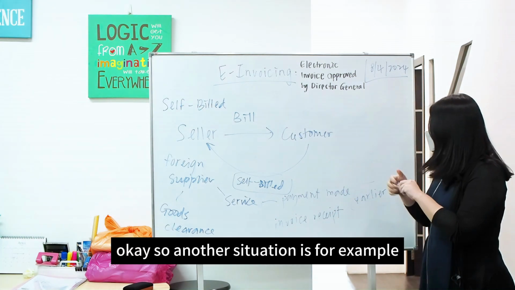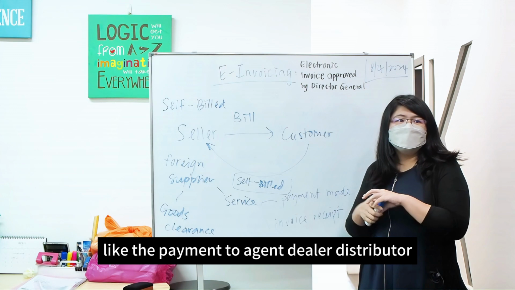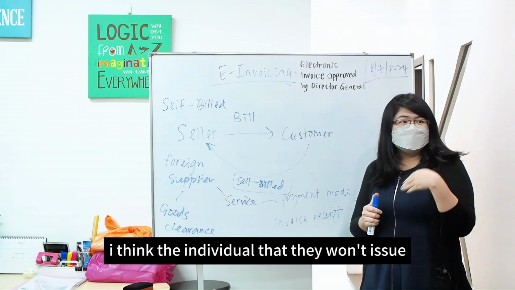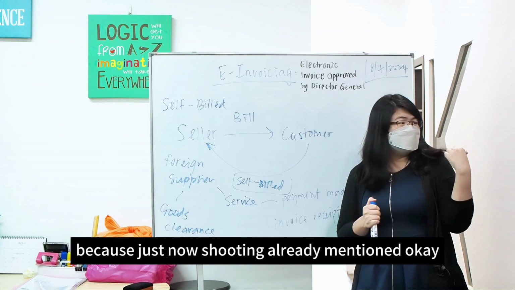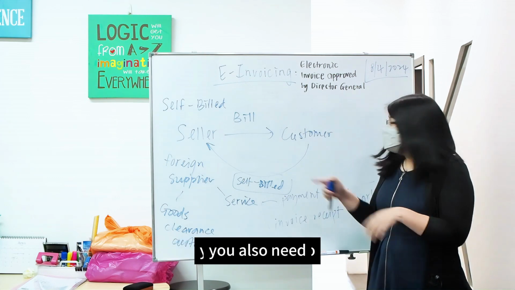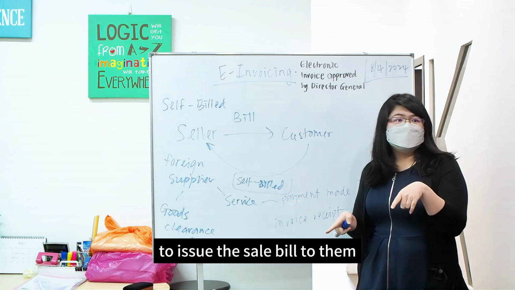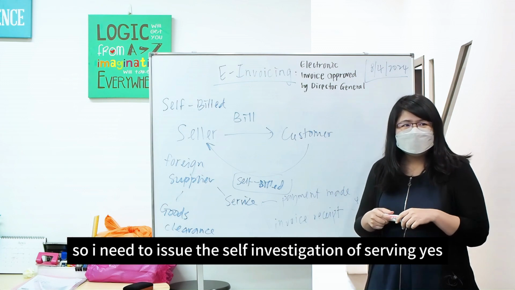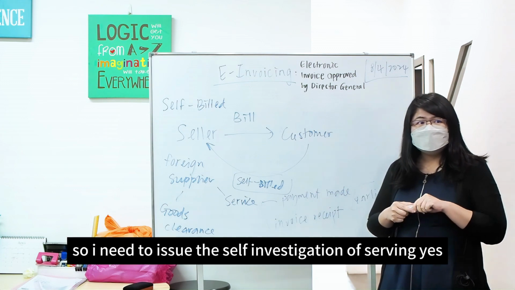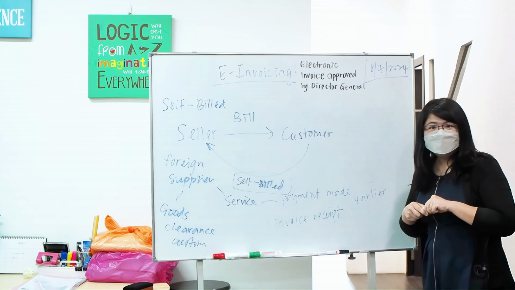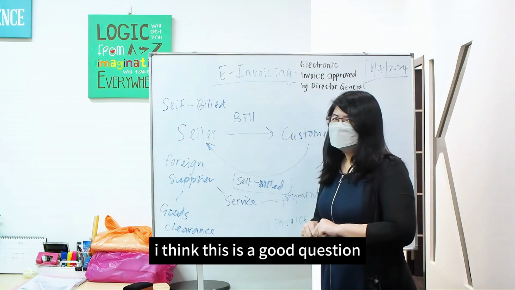Okay, so another situation is, for example, payment to an agent, dealer, or distributor. I think an individual won't issue the e-invoice to you, right? Because Shi Qing already mentioned that just now. So in this kind of situation, you also need to issue the self-bill to them. So if I make the payment even before the service is performed, I need to issue the self-bill invoice at this stage also? Yes. Okay, whichever is earlier. Clear? I think this is a good question.